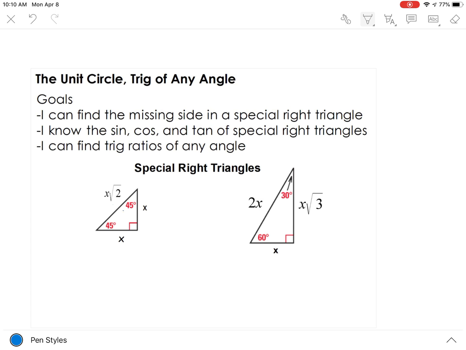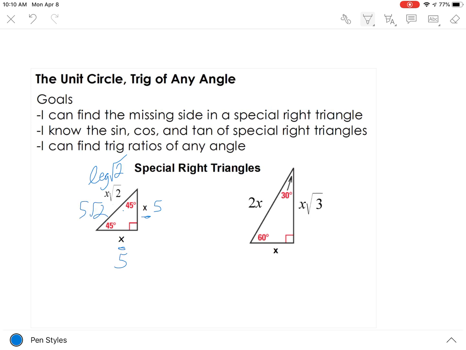For a 45, 45, 90 right triangle, you have an isosceles triangle, so those two legs are the same. That means the hypotenuse is going to be that leg length times the square root of 2. Sometimes I may refer to it as the leg times the square root of 2. So if x is 5, then the hypotenuse is 5 square root of 2.